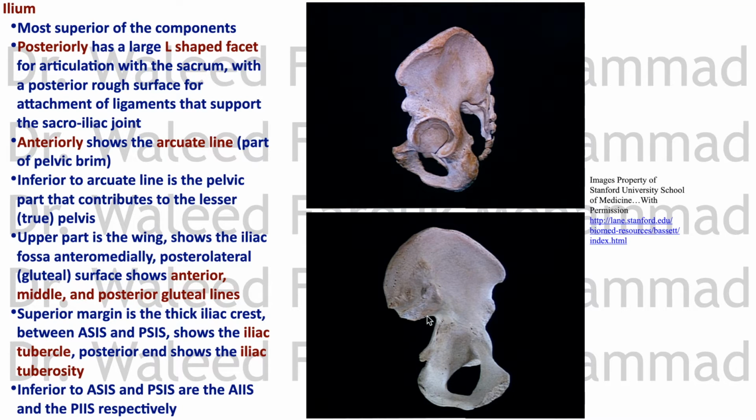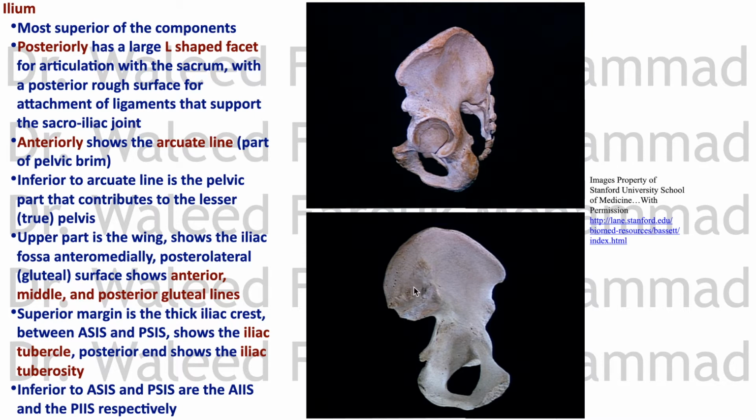Okay, it has a gluteal surface, as you can see here. The posterolateral surface contains three gluteal lines, anterior and middle and posterior gluteal lines. You'll study these with the lower limb for the attachments of the glutei muscles. Also, observe the arcuate line, which is part of the linea terminalis. Above it is the wing of the ilium, and below it is the part of the ilium that forms part of the true pelvic wall.